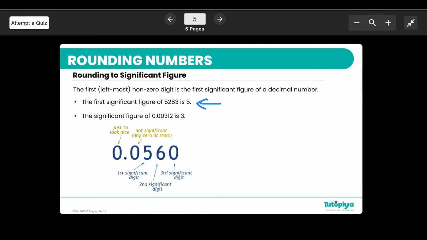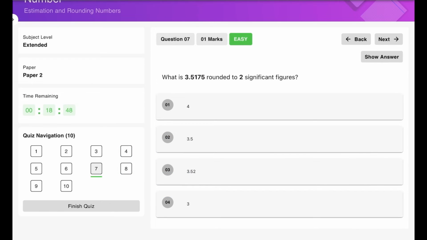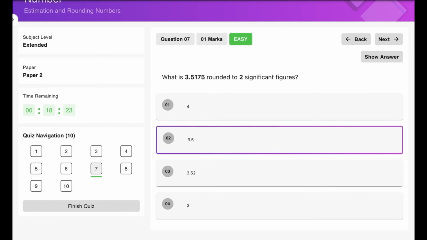And that brings us to the end of rounding and estimation. Let's look at a few questions. All right, so we start off with the first question. What is 3.5175 rounded to two significant figures? When we are looking at the second significant figure, which is 5 in this case, we have to look at the number next to that to decide whether we have to round up or down. We have a 1 next to that, which means we have to round down. So the solution for this one will be 3.5.